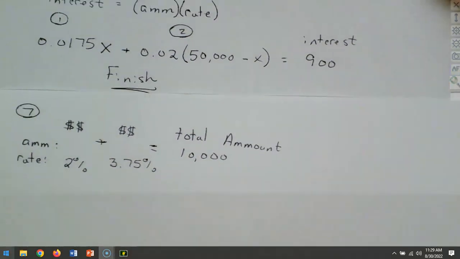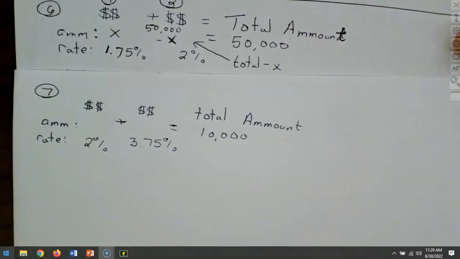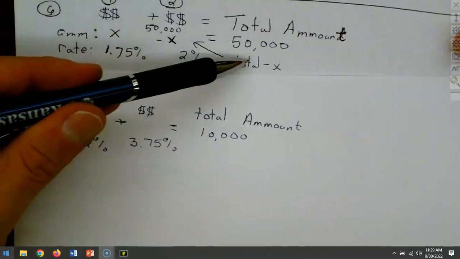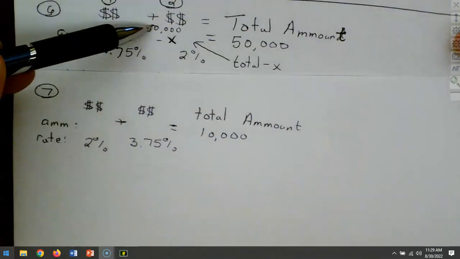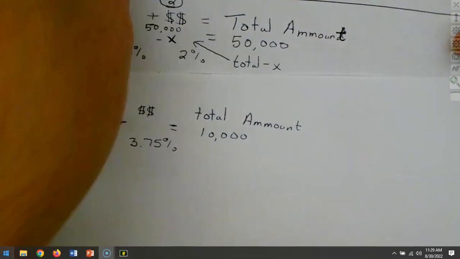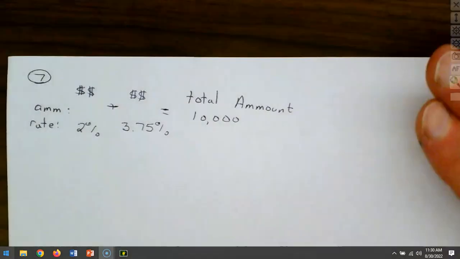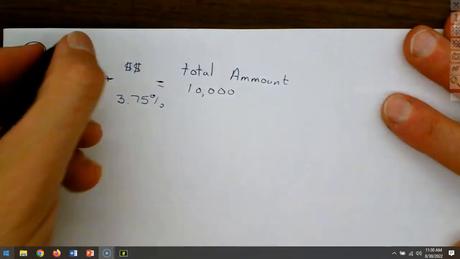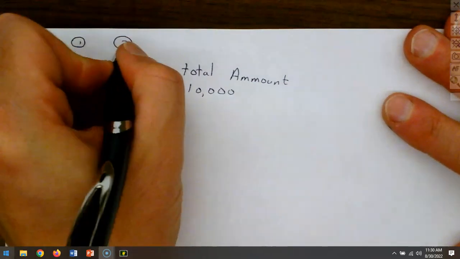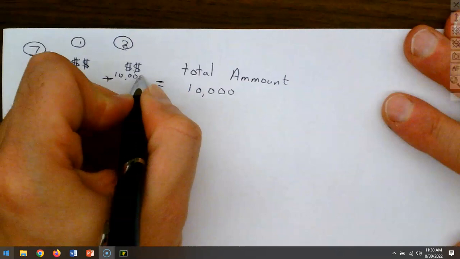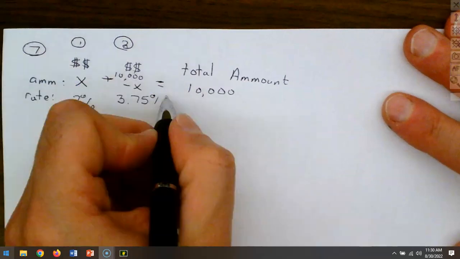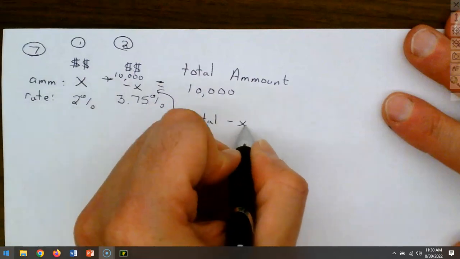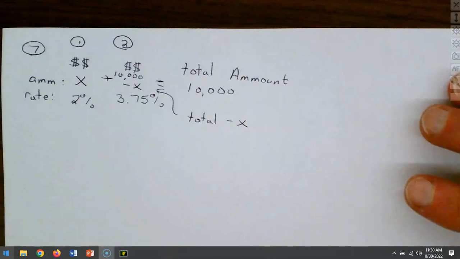Almost exactly the same as the last one. Look at the last one here. First one was x, unknown amount. Second one was the total minus x, so it was 50,000 minus x. So what's ours going to be? The first one, what's it going to be for that 2%? It's going to be x. And what about the second one here? Very good work. It's going to be 10,000, right? Minus x, isn't it? Because that is your total minus x. So there's that piece.